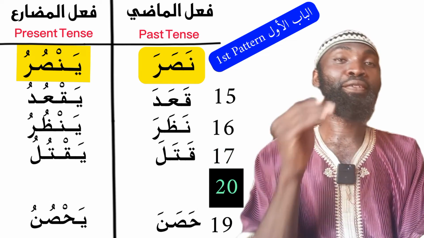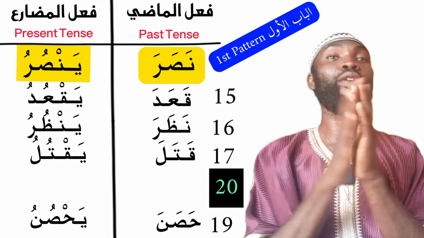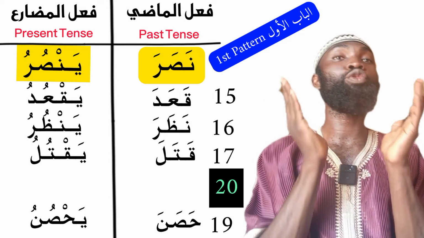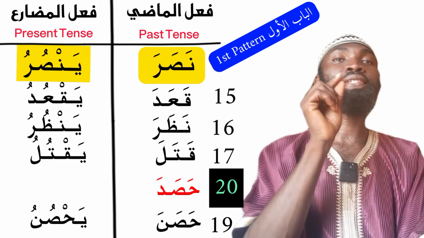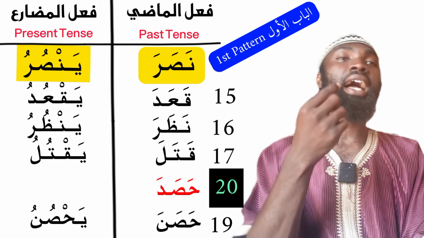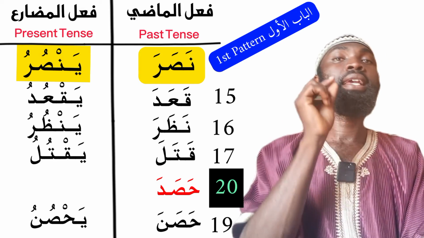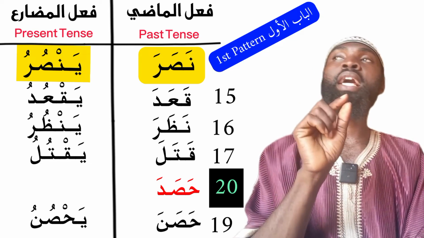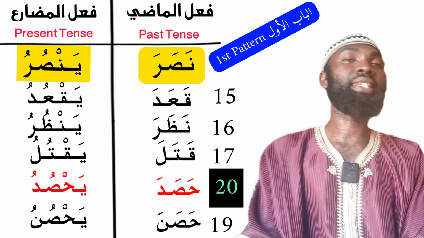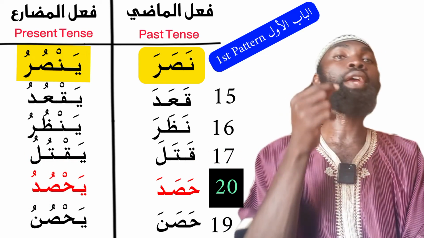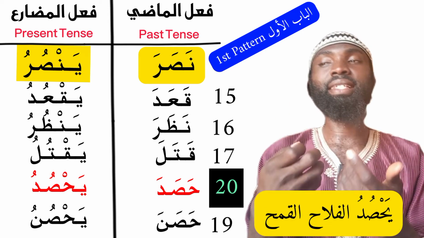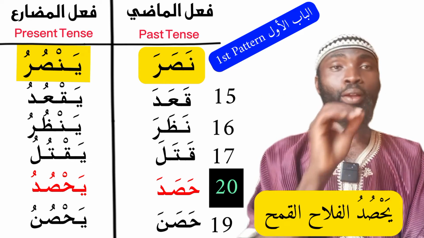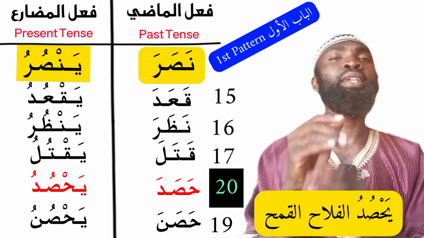Last example for this pattern, to complete the 20 examples we promised to give, is the word hasada. Hasada means he harvested. So hasada yahsudu, he is harvesting. An example, we can simply say yahsudul fallahu al-qamha. The farmer is harvesting the wheat.